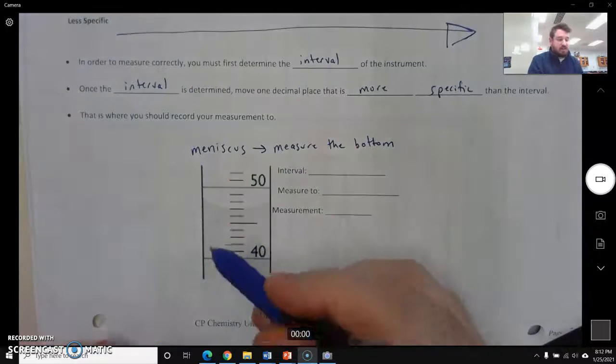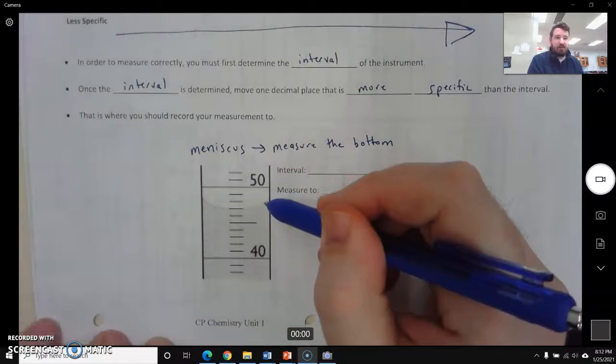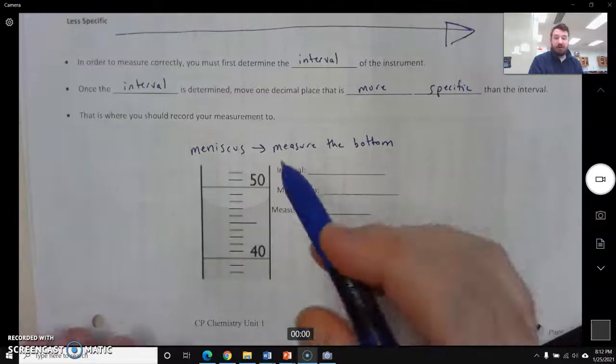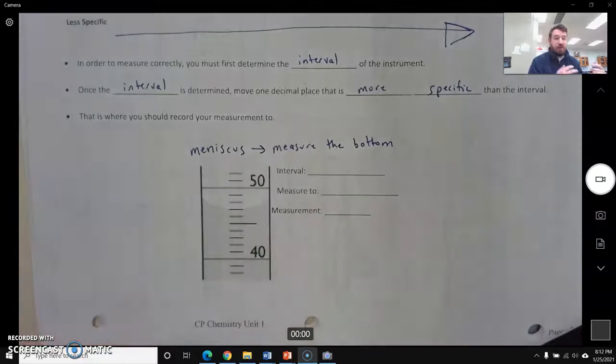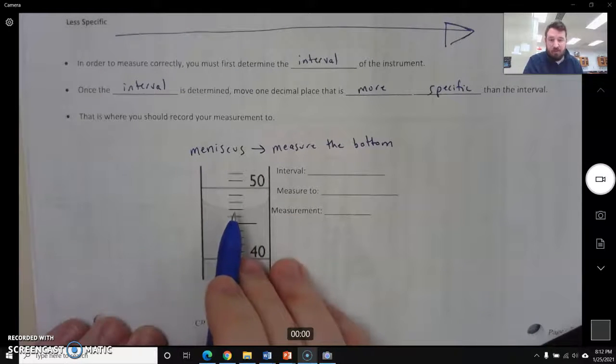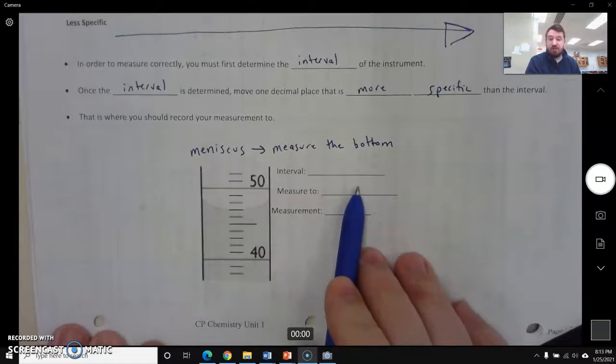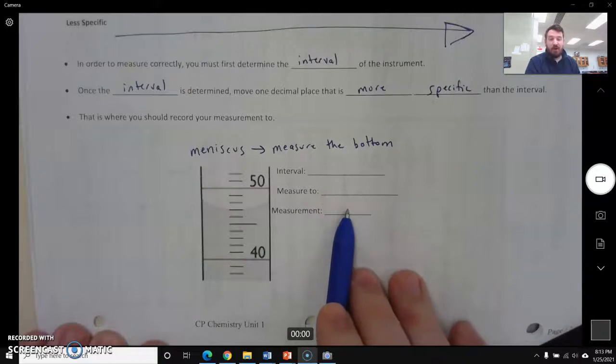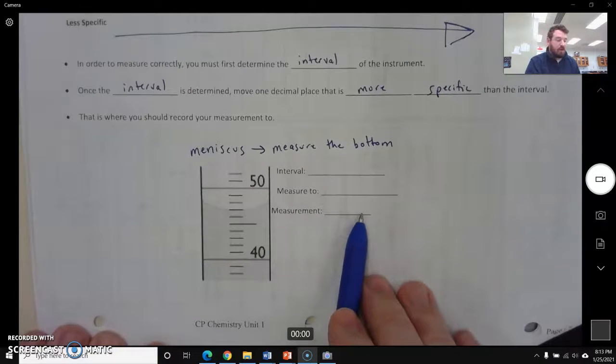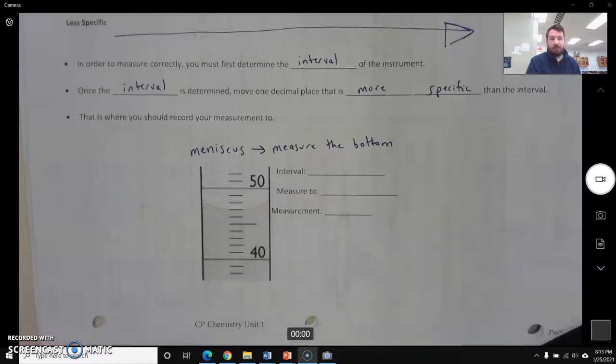Okay, you might even see an inverted meniscus if we have something like mercury. You will still measure from whatever the lowest point of that meniscus is. So if I'm looking at this example, you want to measure from the lowest spot. So why don't you take a second, record the interval, what digit you're going to measure to, and then what your final measurement is going to be.